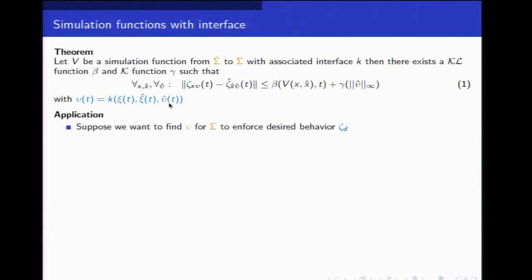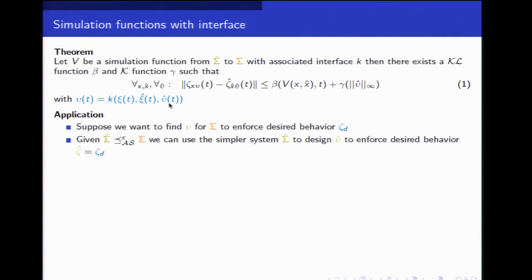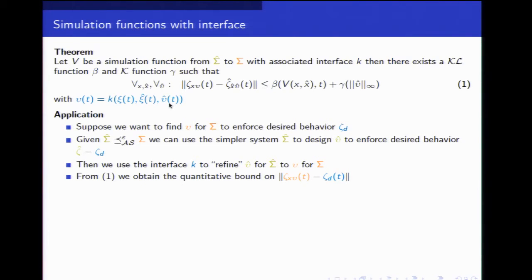So what is the application of this simulation function? Suppose I am asked to design a controller for the concrete system in order to enforce some desired behavior. I use an abstraction of the concrete system, which means there exists a simulation function from sigma hat to sigma, and hopefully the abstraction is simpler in terms of interconnection as well as dimension. Then we can design u hat that enforces the desired behavior on the abstraction. I use the interface to refine the input I designed for the abstraction into an input for the concrete system. And from this inequality, I have a quantitative bound on how much I deviate from the desired behavior.